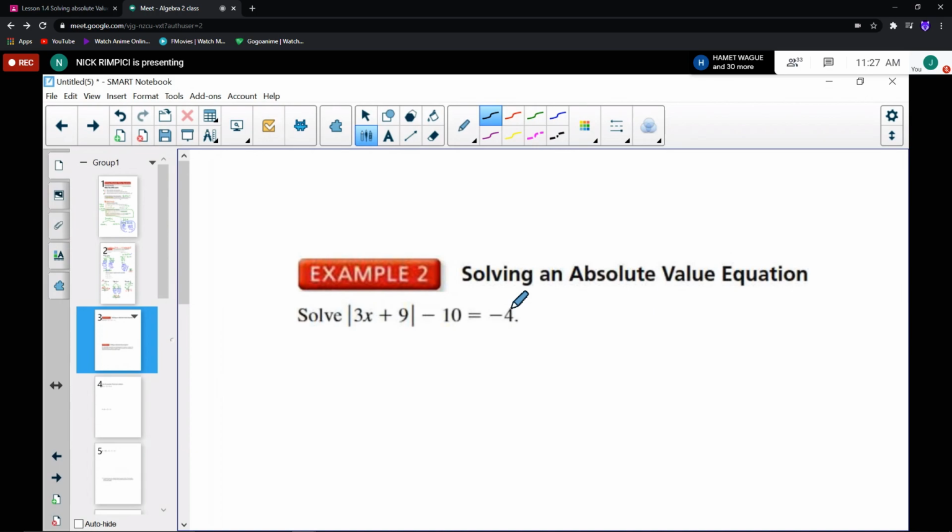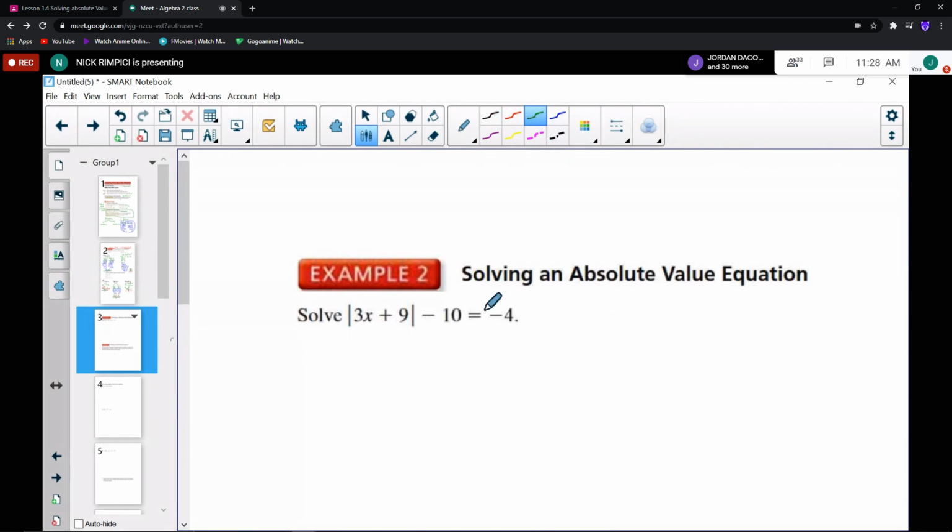You can only make that claim when the absolute value is alone by itself on one side of the equation. Again, you can only make a claim like that when the absolute value is alone on one side of the equation. Currently, the absolute value is not alone. Can somebody tell me what's preventing the absolute value from being alone on one side of the equation? Negative 10. How do I get rid of negative 10, Sarah?